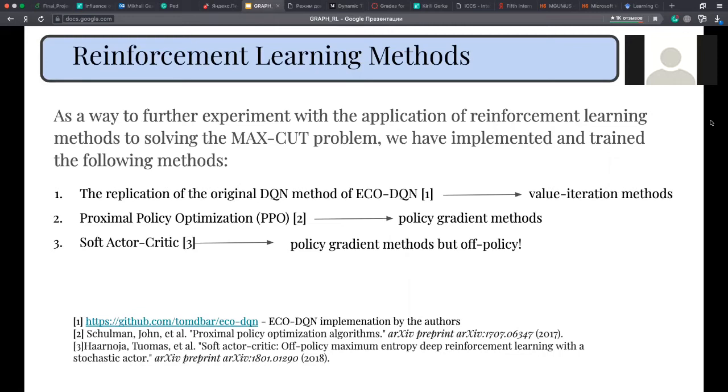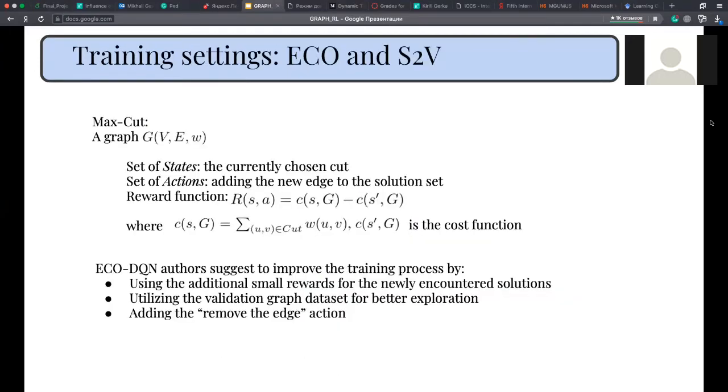On the next slide, you can see the way to reformulate the MaxCut problem in an MDP and reinforcement learning setting. We need to define a set of states, which is our currently chosen solution or cut. We need to define the set of actions, which is adding a new edge to the set. And the reward function, in the discrete case of MaxCut, is the difference between the size of the current solution that we have and the best solution that we have received so far.